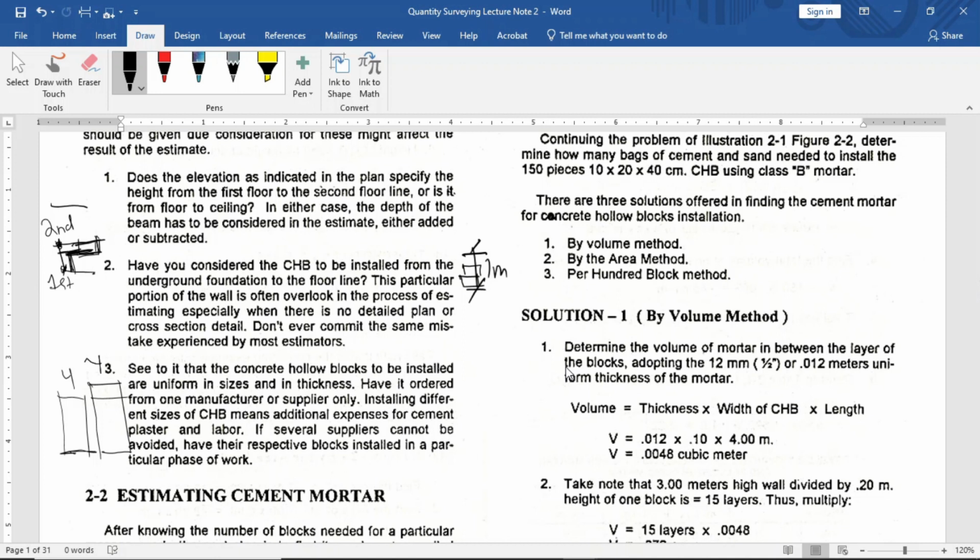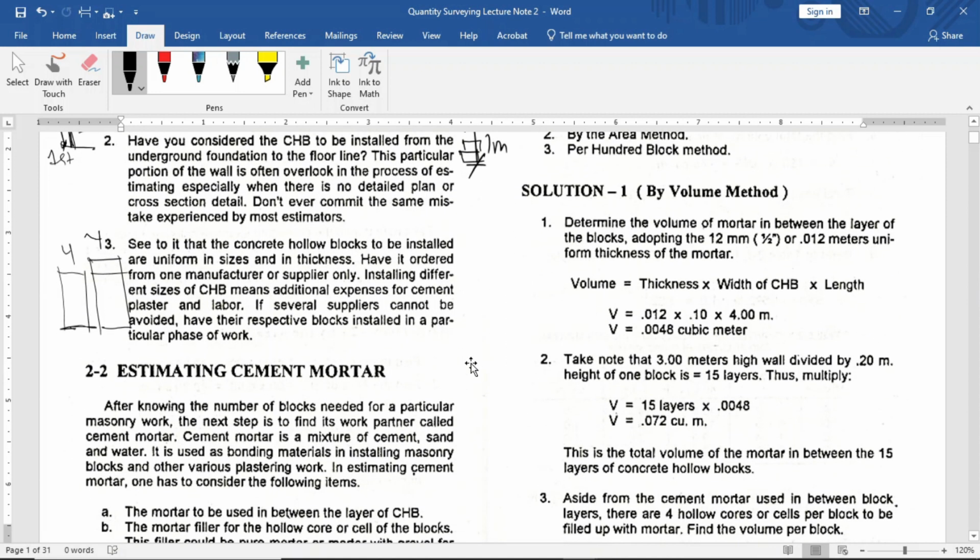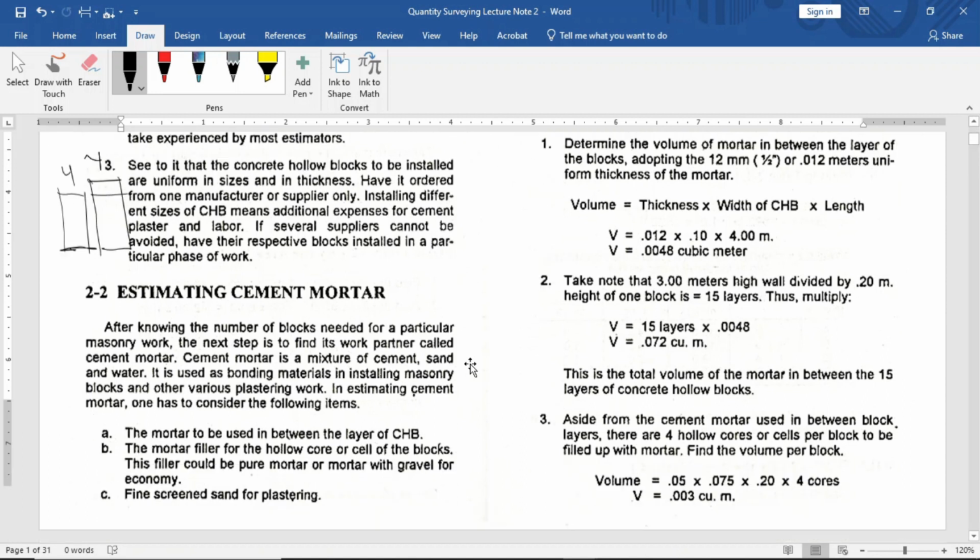So, after natin ma-estimate yung number of hollow blocks, i-estimate naman natin ngayon ang cement mortar. So, after knowing the number of hollow blocks needed for a particular masonry work, the next step is to find its work partner called cement mortar. So, cement mortar is a mixture of cement, sand, and water. It is used as bonding material in installing masonry blocks and other various plastering work. In estimating cement mortar, one has to consider the following items.